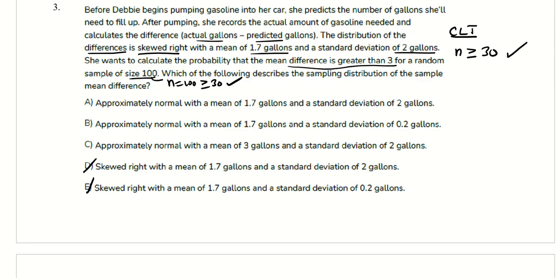So it's going to be A or B or C. And then we have to determine what the mean is. Well, the mean is going to be the mu x bar, which is the same as the mean. And the mean, they said, was 1.7. So it can't be C.